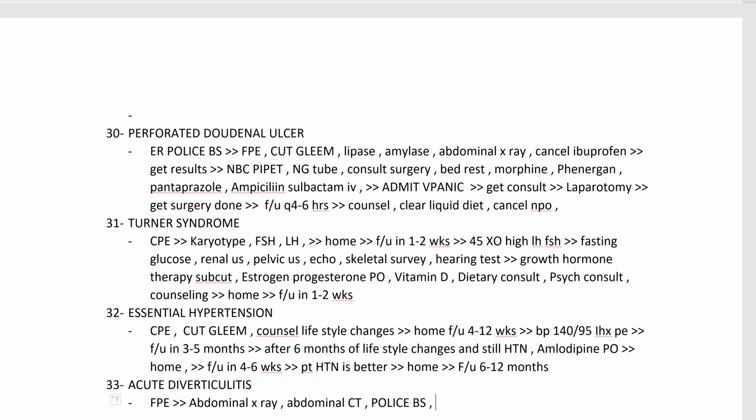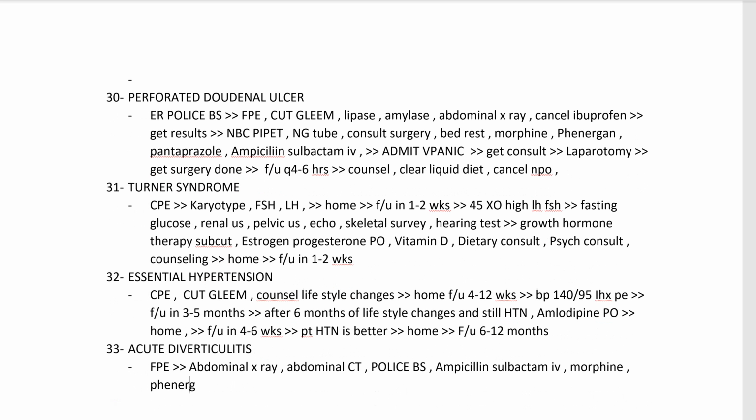And then you want to give him ampicillin sulbactam, like for the perforation, peritonitis. This is a good regimen for abdominal infections. Then you give morphine, Phenergan, and then get CT results. After you find leukocytosis and diverticulitis in the CT, so this you diagnose and manage symptomatically in the ER. After that, you want to admit him to the inpatient.